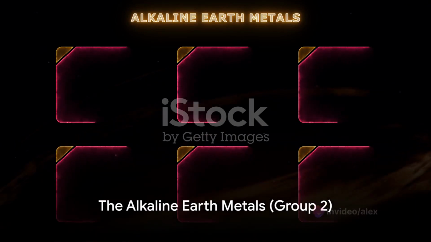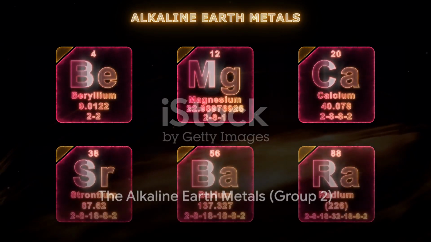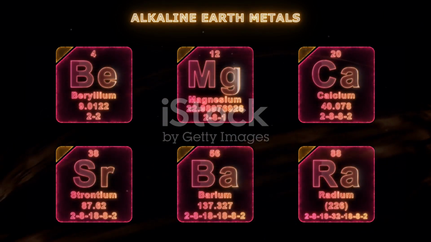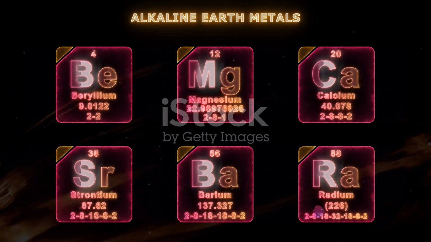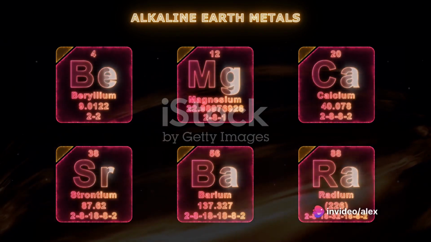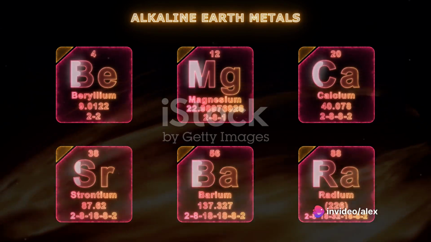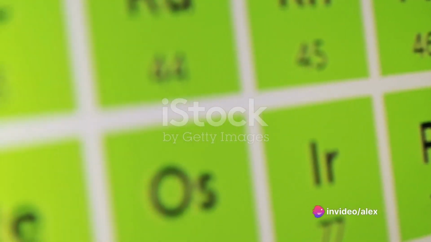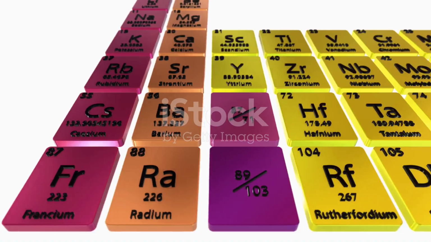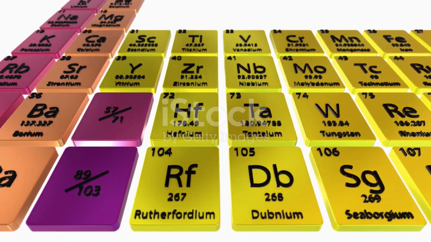Moving one step to the right, we meet the alkaline earth metals of Group 2. These metals are a fascinating bunch, slightly less reactive than their neighbors on the left, yet still full of surprises. Let's dive into the specifics. We start with beryllium, the lightweight of the group, known for its exceptional stiffness and stability.